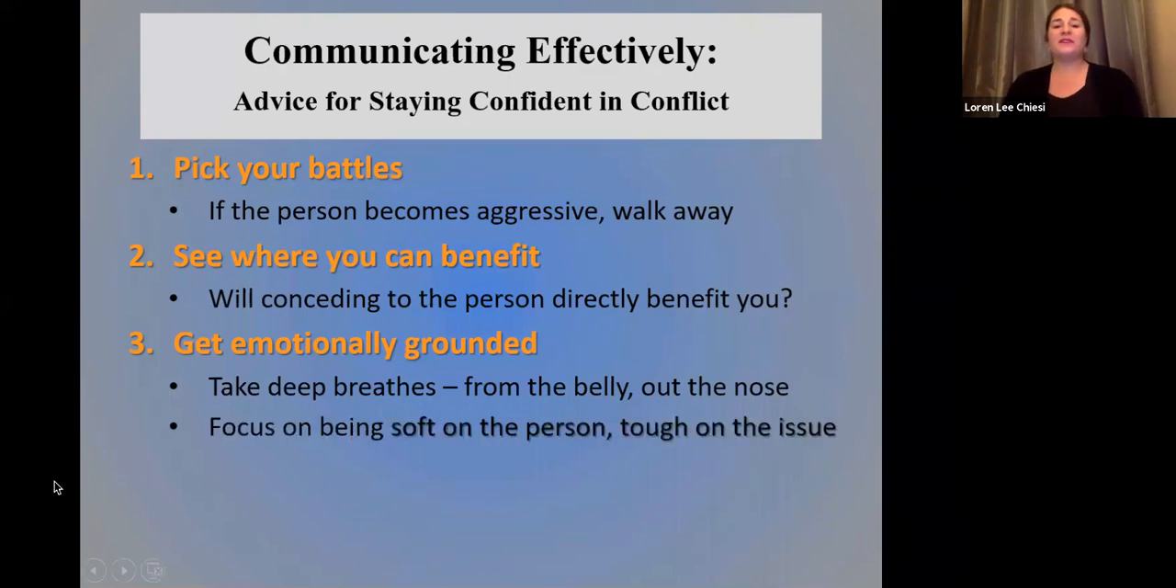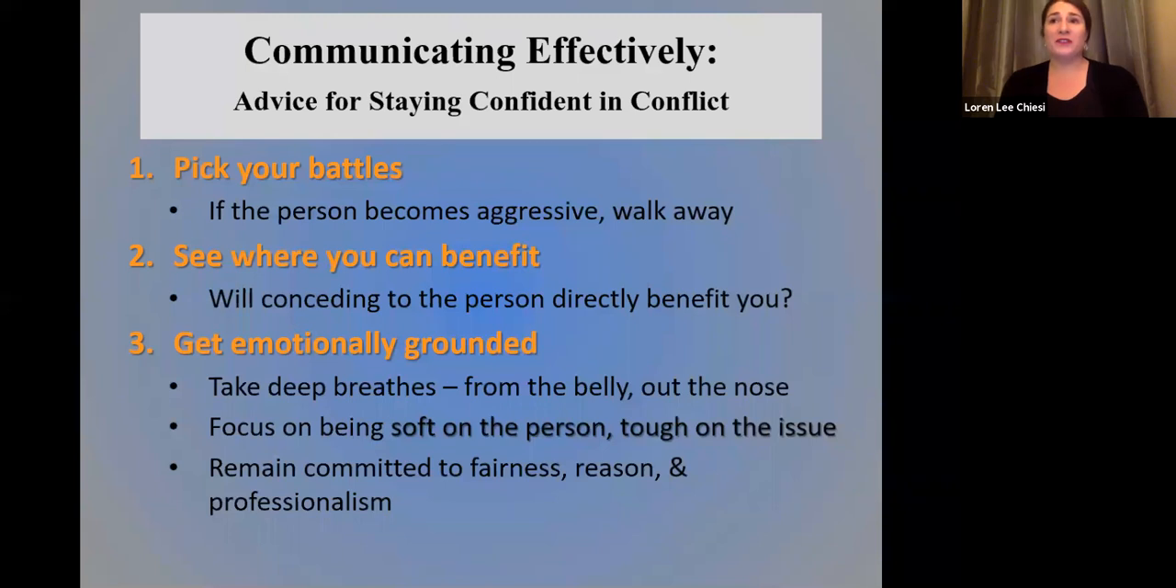Another thing you can do is focus on being soft on the person and tough on the issue. I've mentioned this before, but make sure that your focus is on the issue and the conflict you have is with the issue and not with the person. The person is a human being that has all those wonderful fundamental rights I discussed earlier, and they deserve the time and the space to have their own thoughts and opinions discussed. They also have tons of emotions and feelings, just like we do. So try to focus on the issue and not on the person.